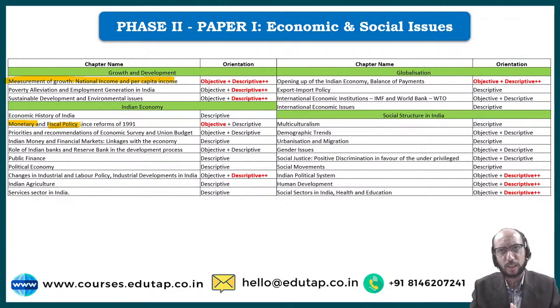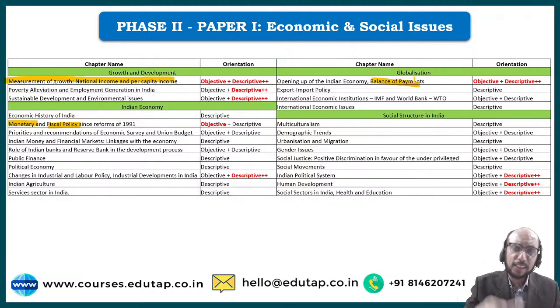That is very important. Another very important chapter so far as your objective paper is concerned is balance of payment, in which we talk about India's trade balance, India's invisibles balance, India's capital account, current account, and current account deficit, current account surplus, capital account deficit, capital account surplus, overall deficit, overall surplus. We talk about exchange rate: fixed exchange rate, flexible exchange rate, and a combination of fixed and flexible. We talk about various things in balance of payment.